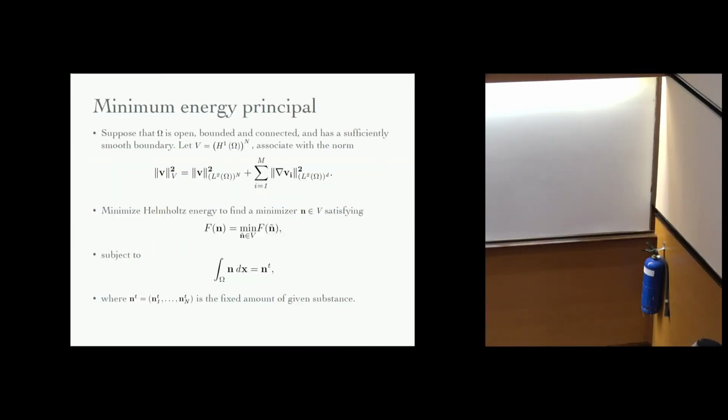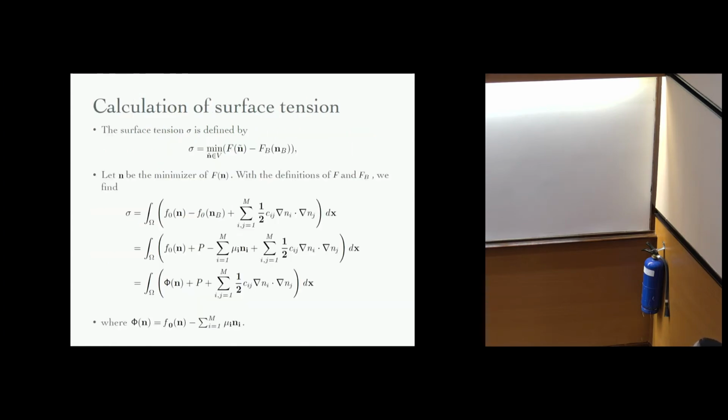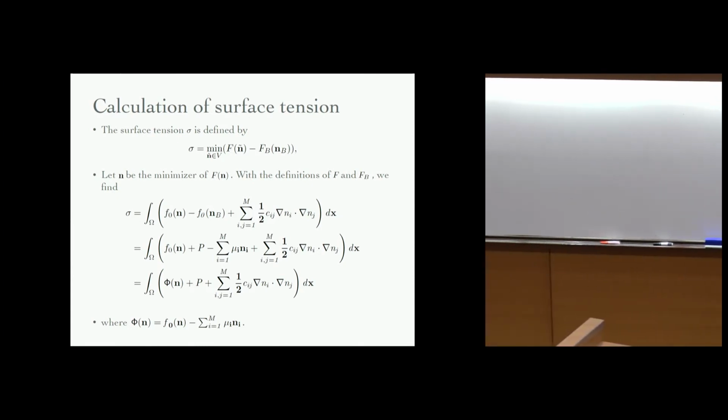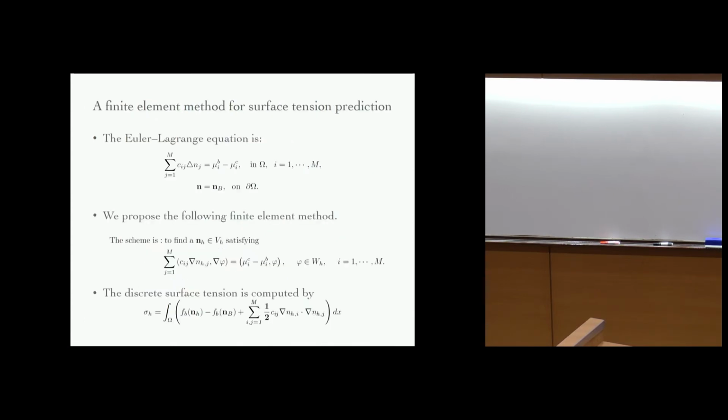So we study this by using this minimization principle, and once you find the solution, you can compute the sigma with the interface, using the formula over here. The numerical method is based on finite element to solve this Euler-Lagrange scheme. And after you get a solution, you can get a computed interfacial tension like this.